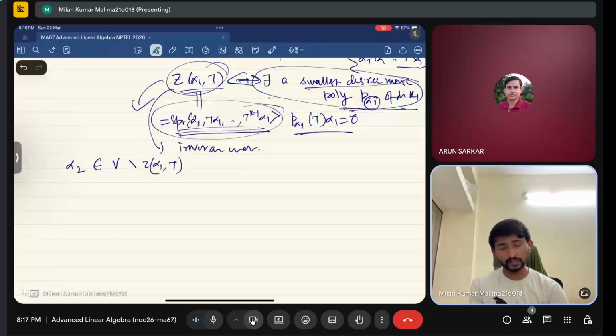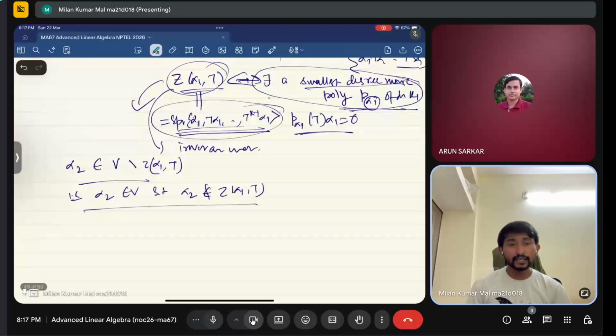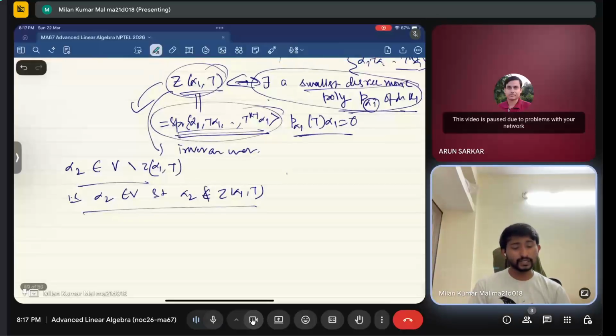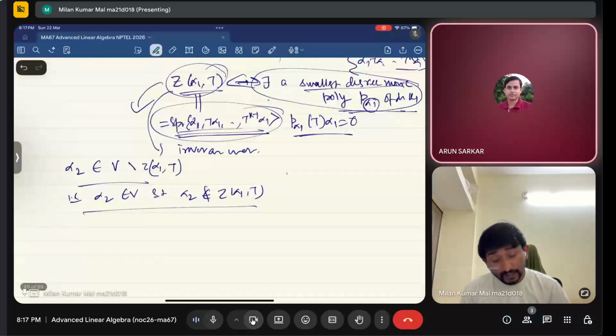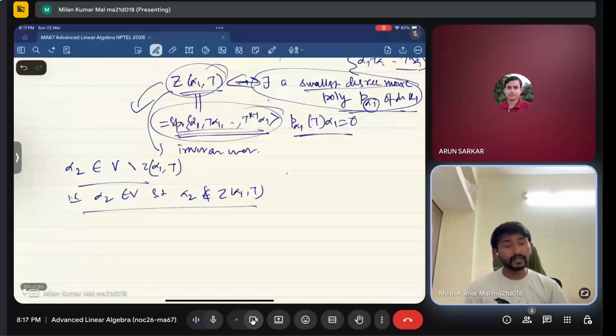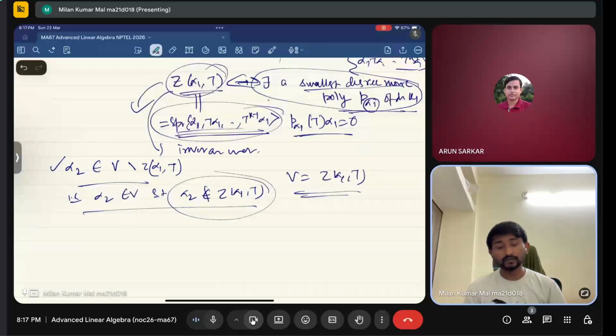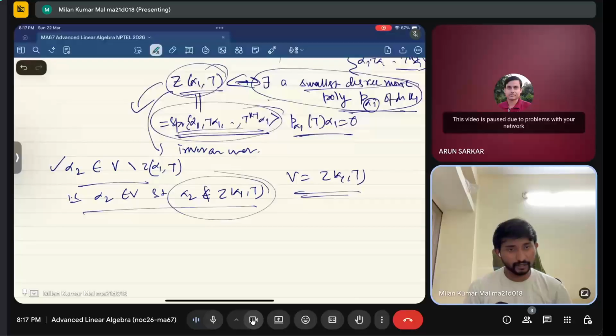Before going to alpha 2, I am just trying to say that if there is no such alpha 2, that means there is no vector which is not in the span of Z(alpha 1, T). There is no such vector alpha 2, that means V is actually the full space. V is actually Z(alpha 1, T). For this space, as I have said, this is an invariant subspace, and the matrix representation of T with respect to the restriction on this invariant subspace, that means I can consider linear operator T on this subspace, right?